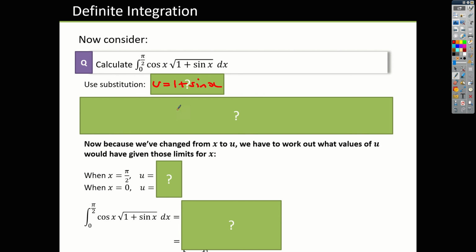Okay, that's going to be the most useful one to use. And then, when I rewrite it in a moment, this is going to turn into square root of u, which is much easier to write as something that I can integrate. Okay, let's do the usual steps.